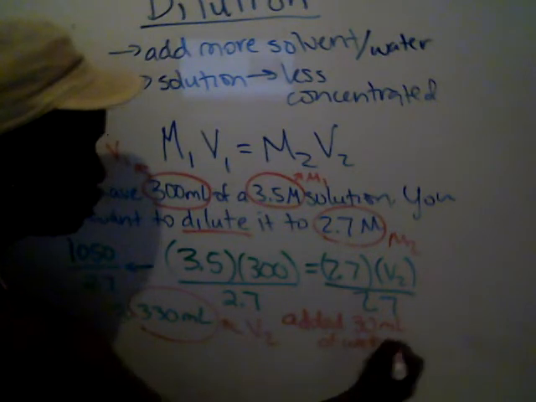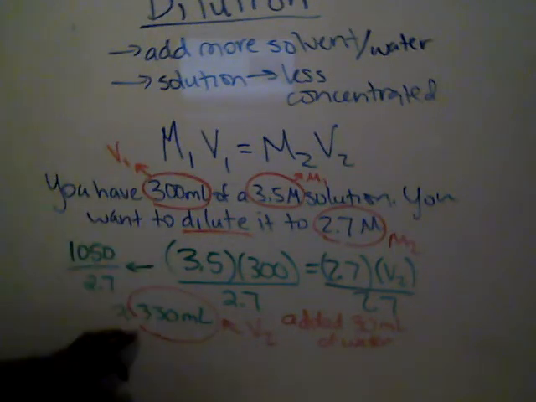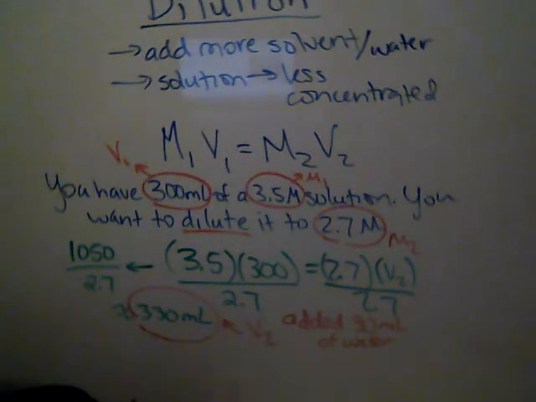So for these dilutions, we're always adding water. So when the volume changes, the difference in the change is the amount of water that you added. So we added 30 milliliters of water.